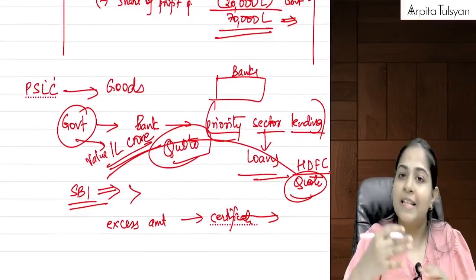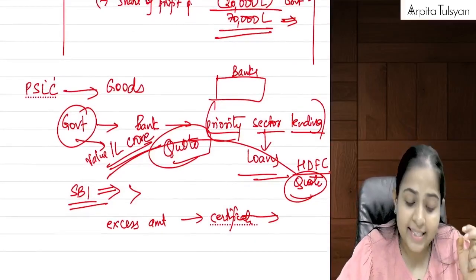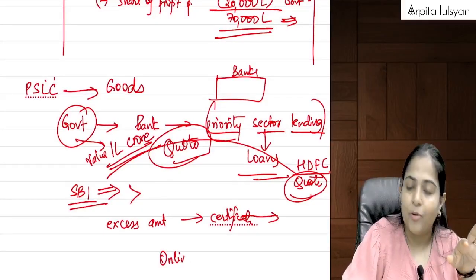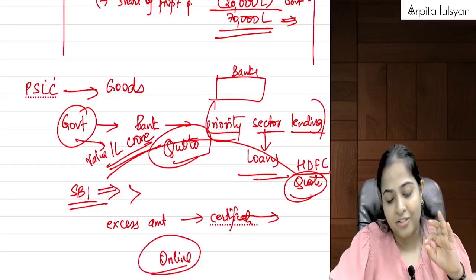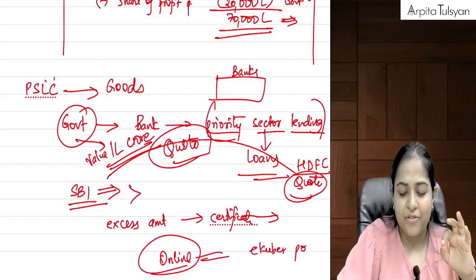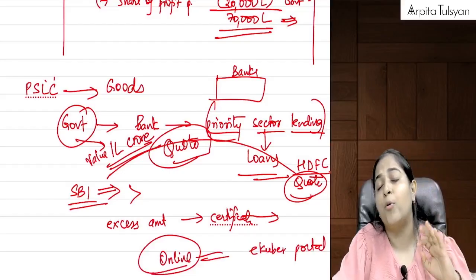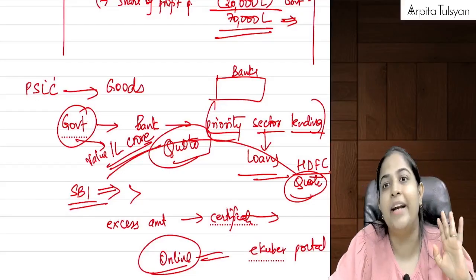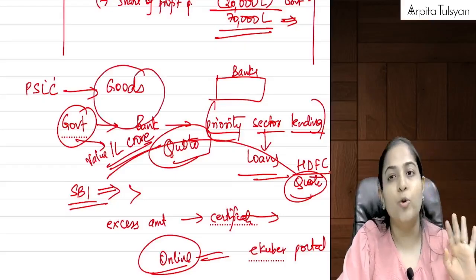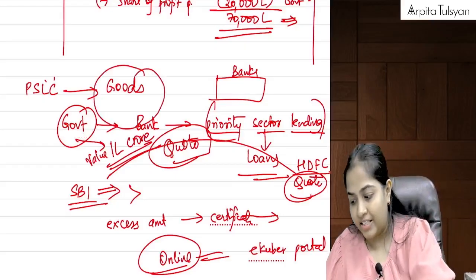So this way the priority sector lending certificates are traded between the banks, and this is traded only online. There is no physical certificate. It is traded on the eKuber portal of RBI. So there is one portal of RBI called the eKuber portal. On that it is traded. Now these certificates are considered as goods. First of all, that is clarified under the GST law.